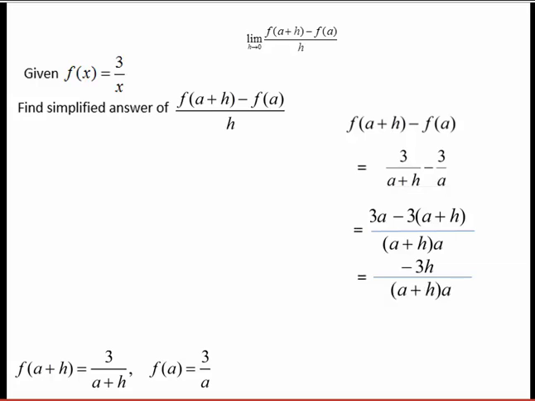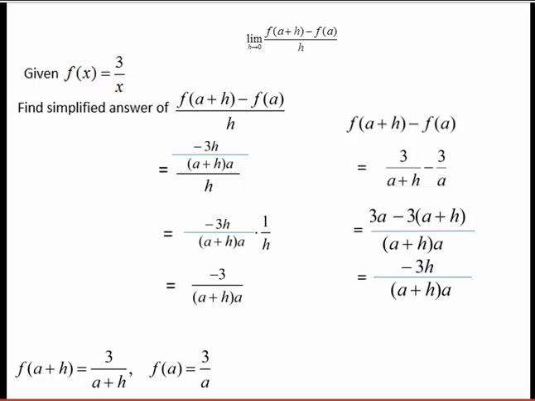Now we put it back in our original format, divided by h. Now as we simplify our fractions, the numerator is in here and the denominator will be its reciprocal, multiply. h is cancelled out, so you get negative 3 over a plus h times a. So we are done with the difference quotient.